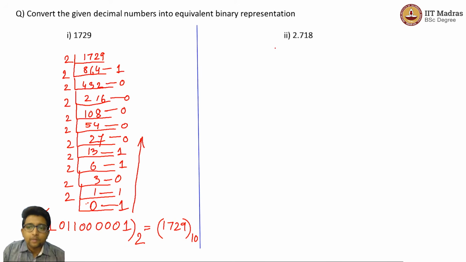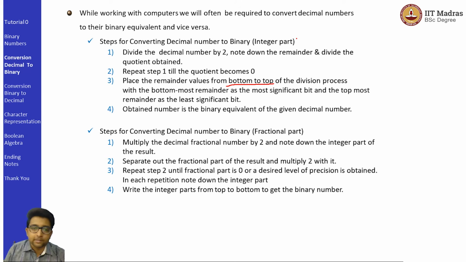Okay, so now we are moving on into the second example, which is 2.718. Now we know how to convert a given whole number into its binary equivalent, but we don't know how to do it for the fractional part. So let's go to the previous slide and read how to do that, and then we will come back to the example. So here you see it's the fractional part, how to convert the numbers, right?